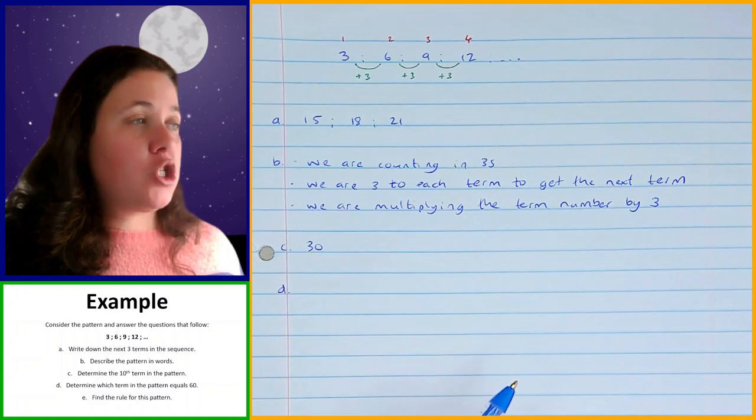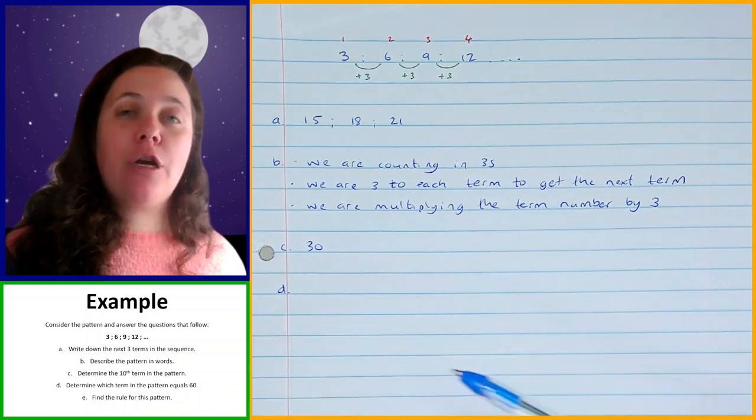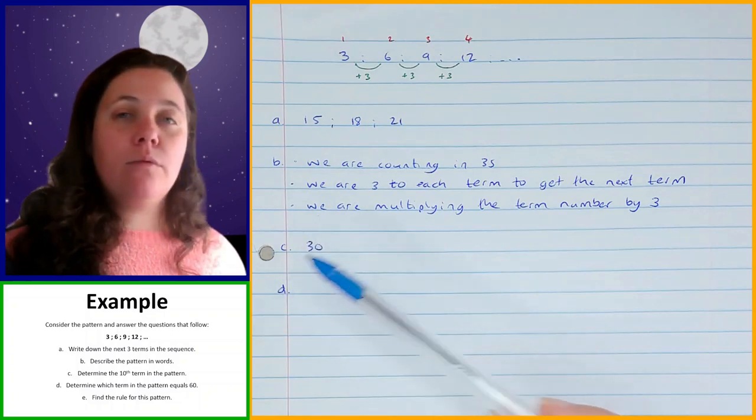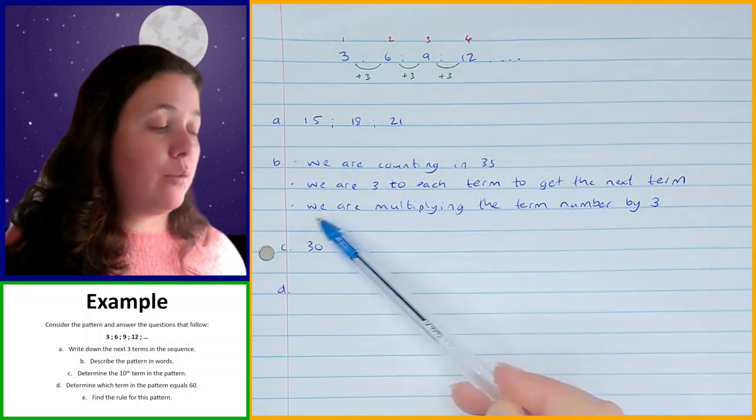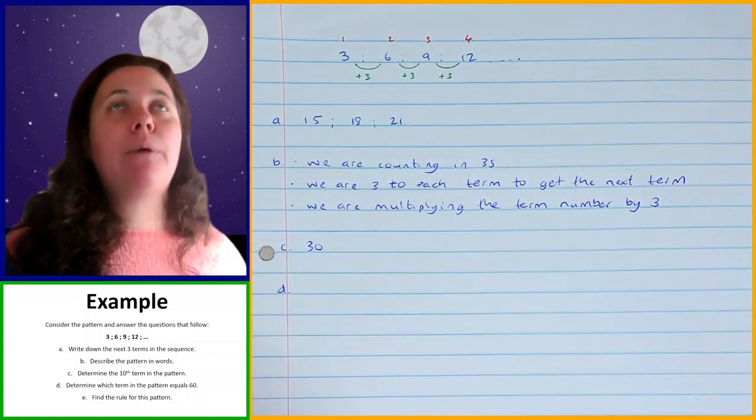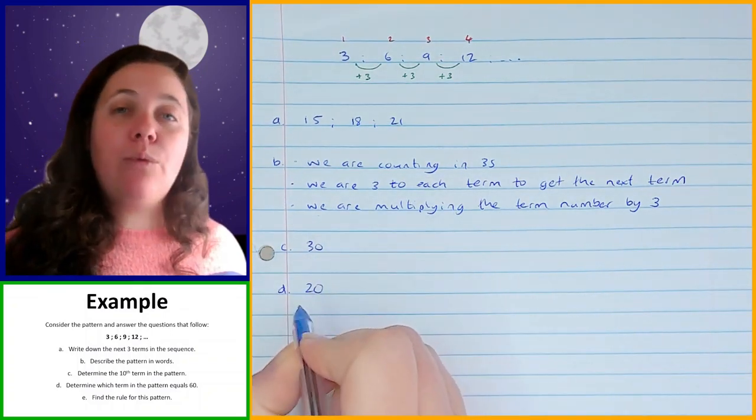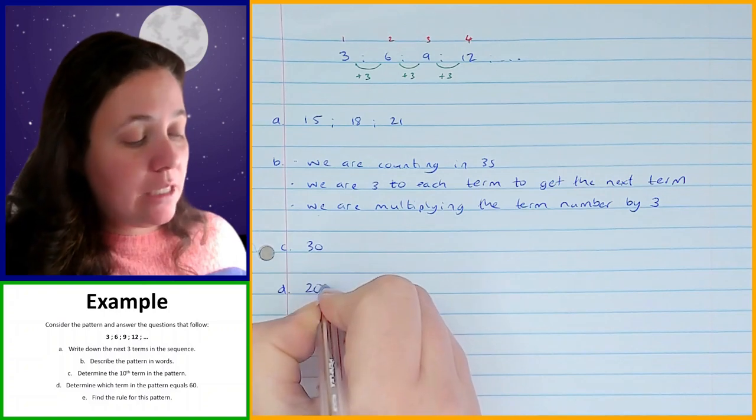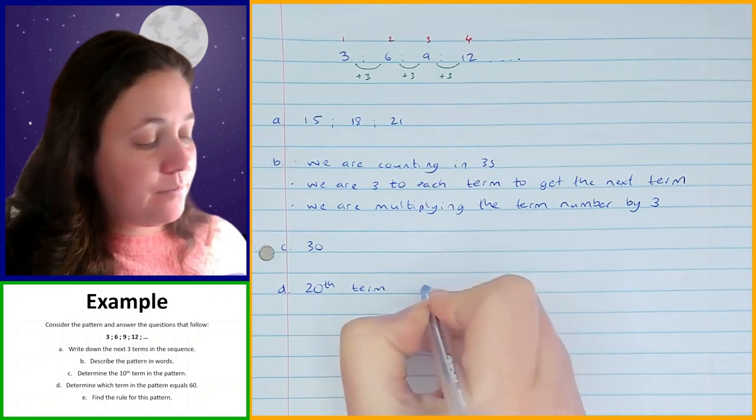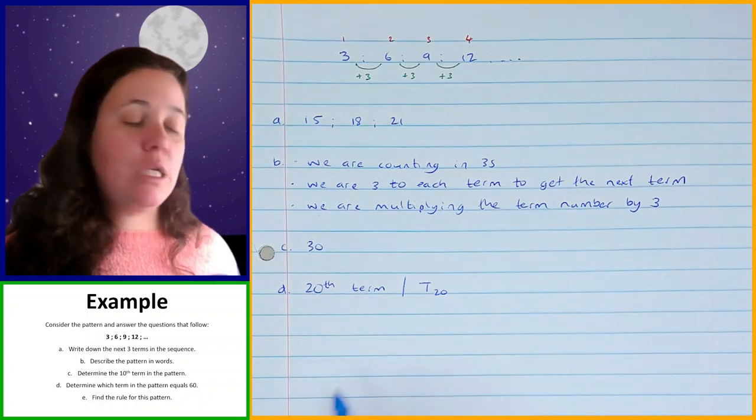Question D: determine which term in the pattern equals 60. To work out which term is 60, again, I can carry on counting all the way to 60 and see how many terms there were. Or I can use the fact that we are multiplying the term number by 3. If my term is 60, what did I have to multiply by 3 to get 60? It must have been 20. So either way, you get to the 20th term. The 20th term is the term that is equal to 60. You can also write it like that: T20, the 20th term.